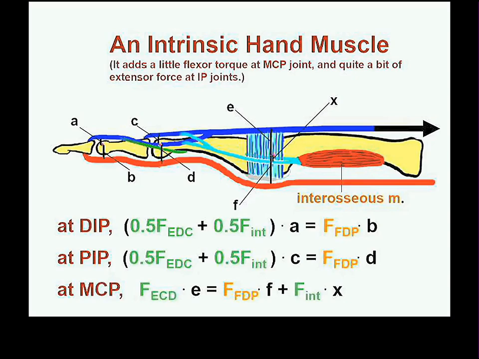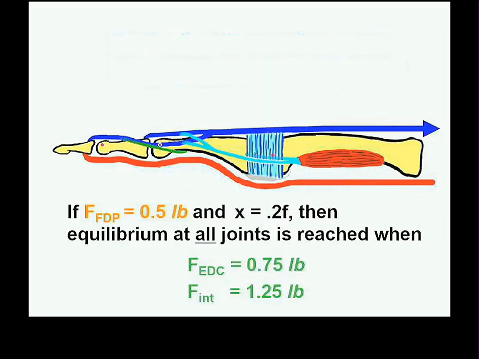You do all the calculations, look at it on your own, and when you do that calculation, it turns out you can get a balance at all 3 joints. A balance at all 3 joints with 1/2 pound of passive force in the flexor profundus tendon, an active force in the extensor digitorum communis of 3/4 pounds, and an active force in the interosseous muscle of 1.25 pound. So you can do it by using your interosseous muscles. And in fact, the total amount of active force here is what? 2 pounds, which is the same amount that you thought you had before.